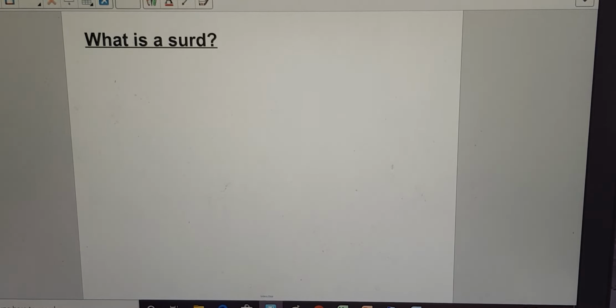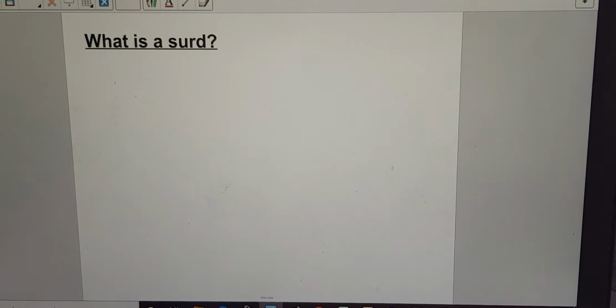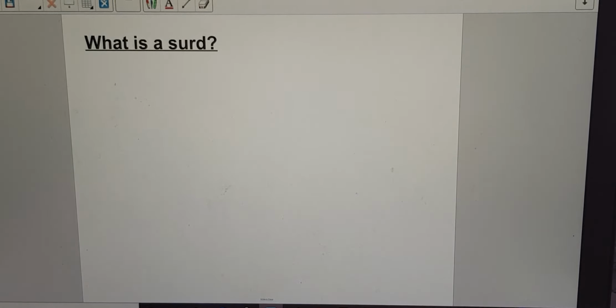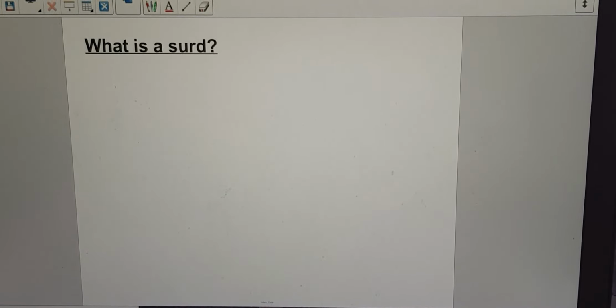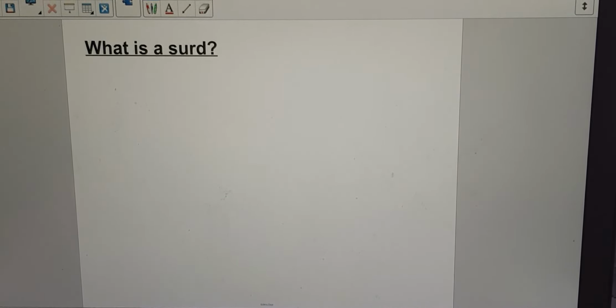A few people said they got a bit confused with the rationalising the denominator question, which is to do with surds, which is a really confusing topic anyway. So I thought I'd do a really quick recap of surds and what they are exactly, and then give some examples of rationalising the denominator.